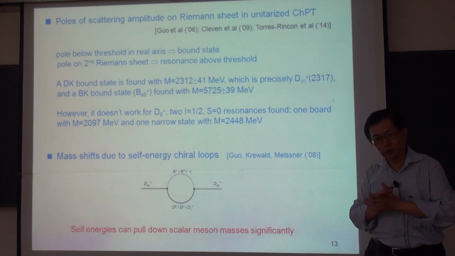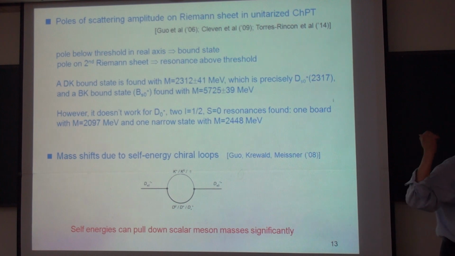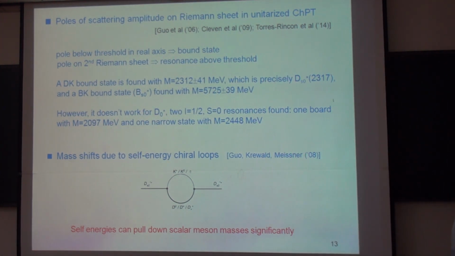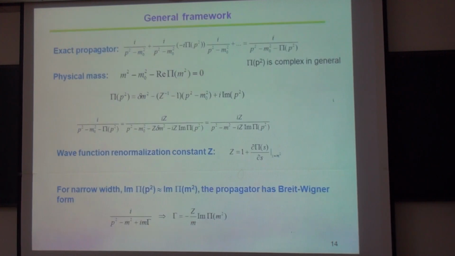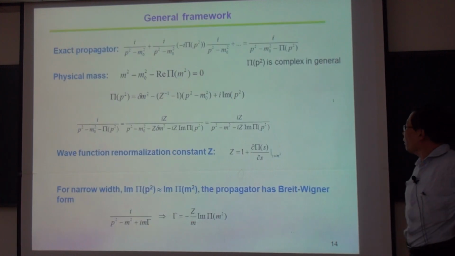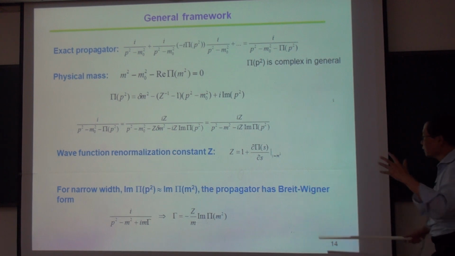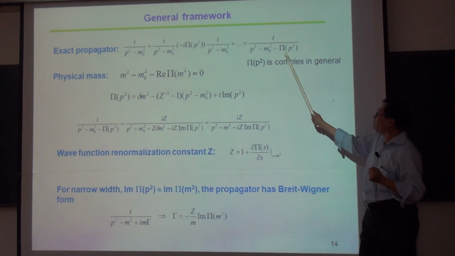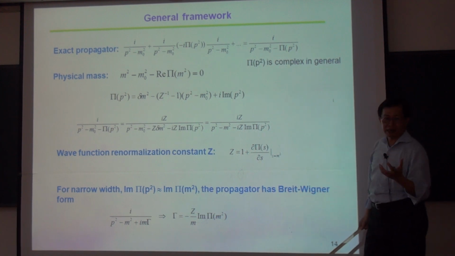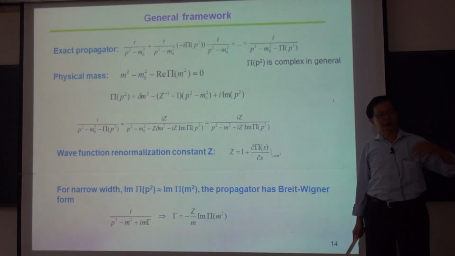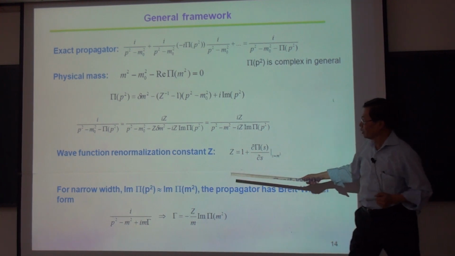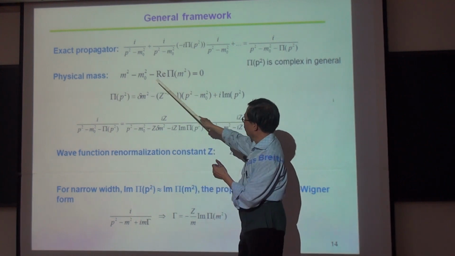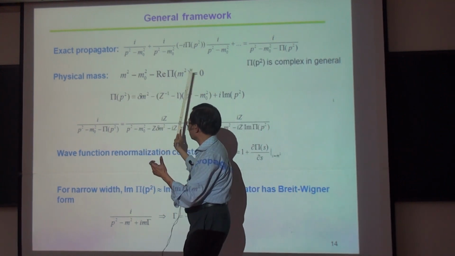It turns out our result is totally different from those three gentlemen, GKM. To do the calculation, of course, we have the self-energy diagram. Now we have to introduce the self-energy, okay? Now this self-energy Pi is usually complex because you allow the scalar meson to decay, okay, so it's a complex. So the physical mass is defined by this one. You consider the real part is one, okay? This is an equation for the initial condition.